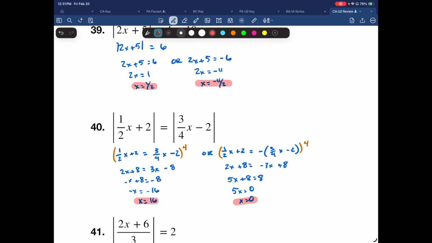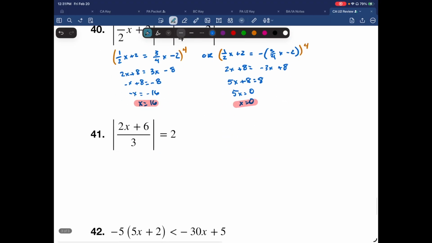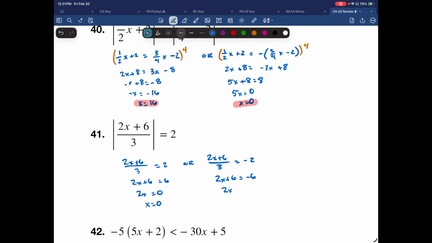Okay. Here, the absolute value of 2x plus 6 over 3 equals 2. So 2x plus 6 over 3 equals 2, or 2x plus 6 over 3 equals negative 2. And so to get rid of the 3, I'm going to multiply, so that's 2x plus 6 equals 6. 2x equals 0. X equals 0. 2x plus 6 equals negative 6. 2x equals negative 12. X equals negative 6. And so 0 and negative 6 are my answers here.